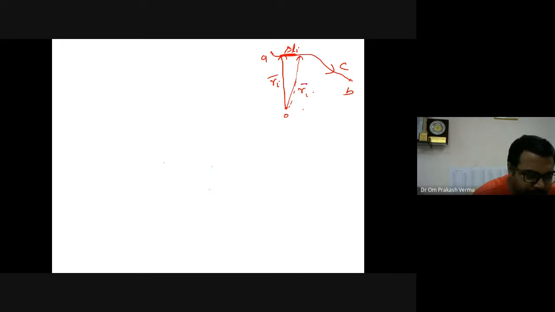Now try to extend this discussion. Let's say we have a different curve from A to B. Let's say C is the curve, and this is O, the reference point. Let's say we have directed a vector ri, the position vector, to this point. And for delta li, the small increment, we have taken another direction, that is ri vector plus delta li. This will represent it, right?